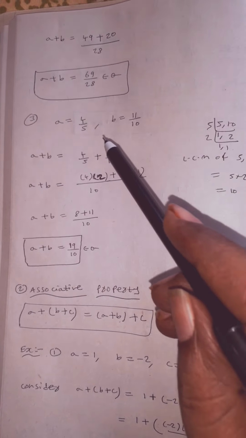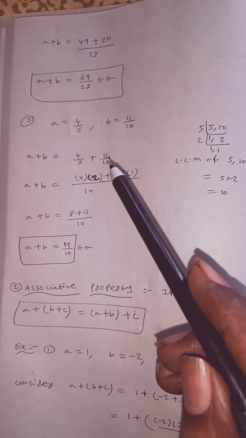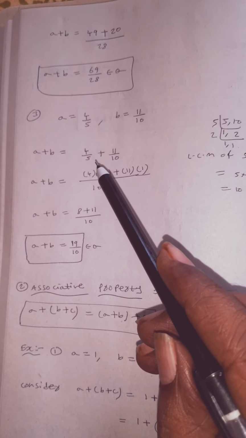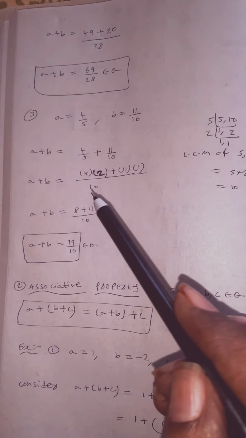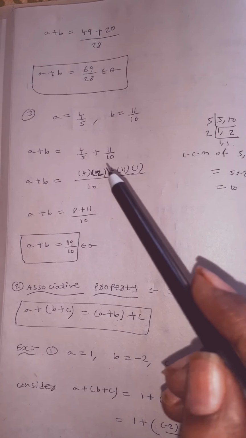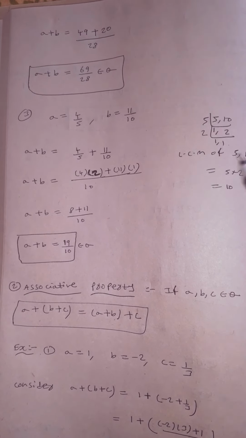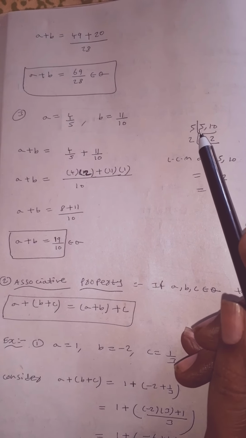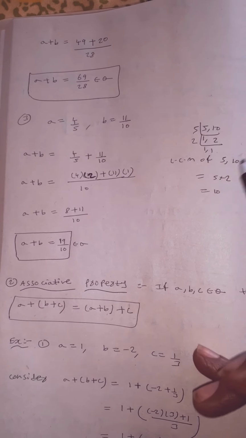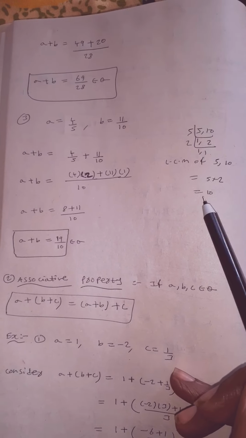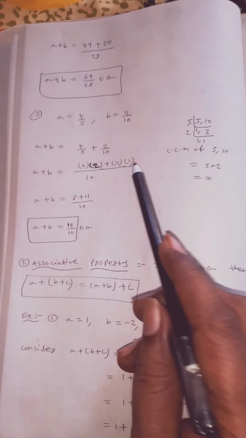So the third one, a is equal to 4 by 5, b is equal to 11 by 10. So a plus b I want to find, children. So here a value 4 by 5 I have taken plus b value 11 by 10 I have taken. Both are rational numbers only. See here the denominators, children. Here 5 is there, 10 is there, so they go in the same table. So do carefully like this. So the LCM of 5 comma 10: 5 1s are 5, 2 2s are 10. So the LCM of 5 comma 10 is 5 into 2 is equal to 10.